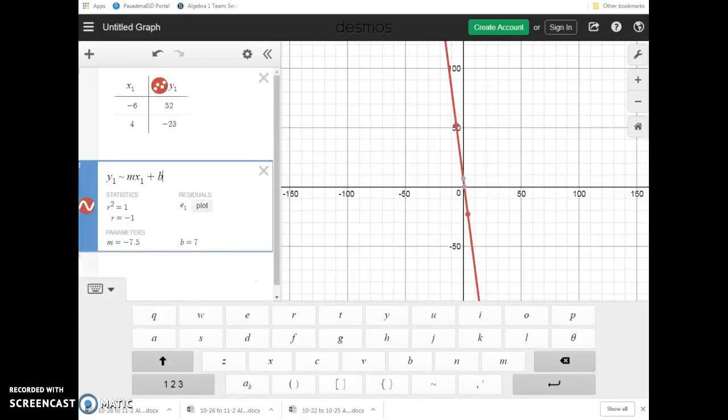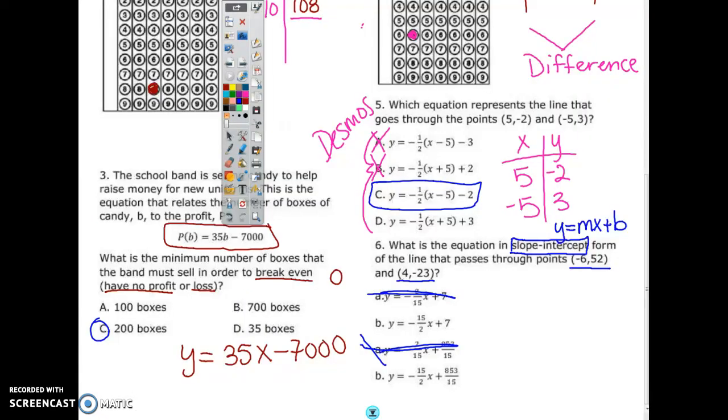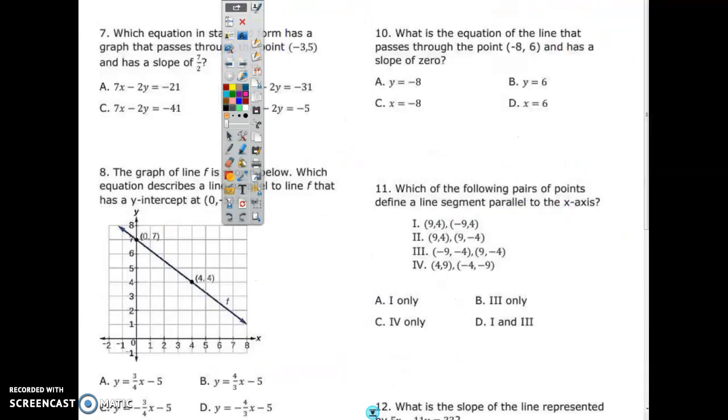And let's look at our y-intercept. What is our y-intercept? It's 7. Okay? So we go over here. Can't be this one. So we're here. It's B. Y equals negative 5 halves x plus 7 is your equation. Okay? Now, going on to question 7.